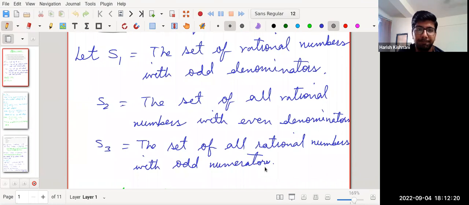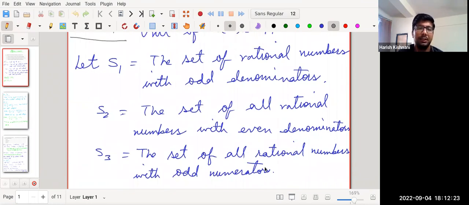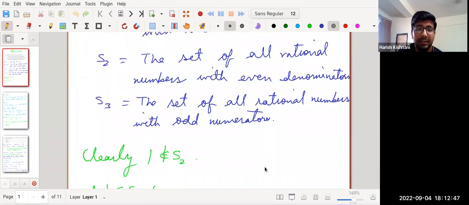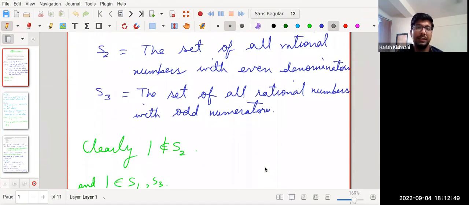Now, by just looking at these sets, first of all, we can cancel out some options, the ones which do not contain the unit. Whether the others are rings or not is a second question. But we can directly see which subsets contain the identity. So you can easily see that S2, the set of all rational numbers with even denominators, does not contain the identity.